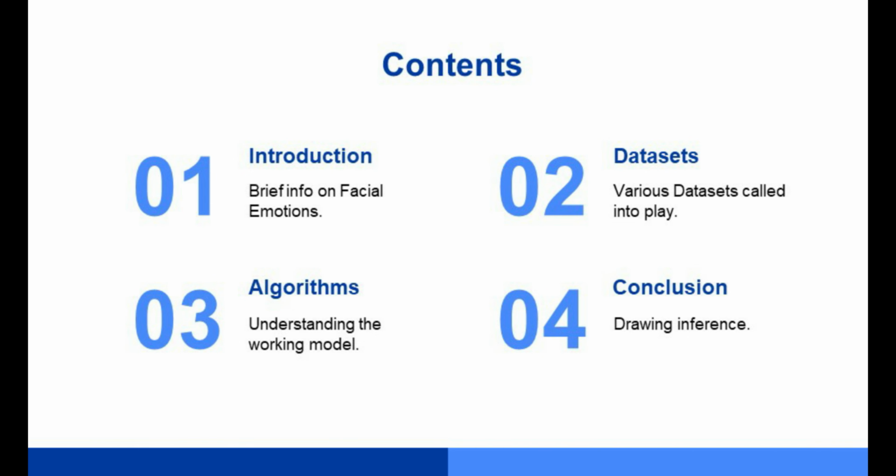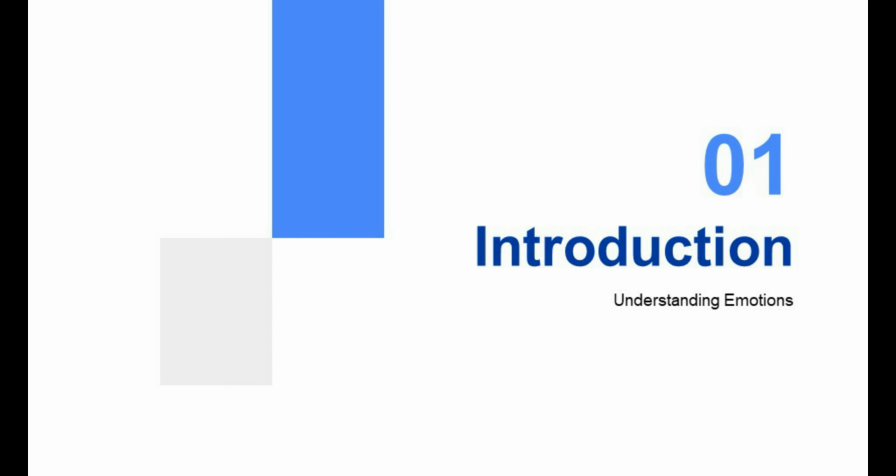In this seminar, initially we will be introduced to what emotions are and what their importance is to us. Then we will be overlooking various data sets which are used to train the machine learning models. In the later part, we will understand various machine learning and deep learning algorithms applied here and also compare their accuracy and error rates. Finally, after understanding all this, we will be drawing an inference.